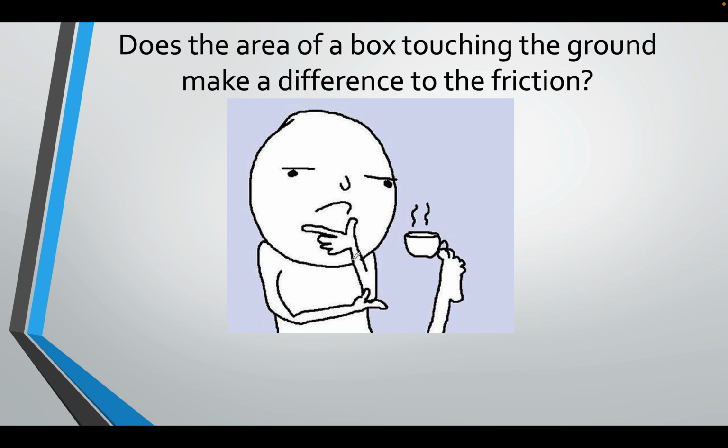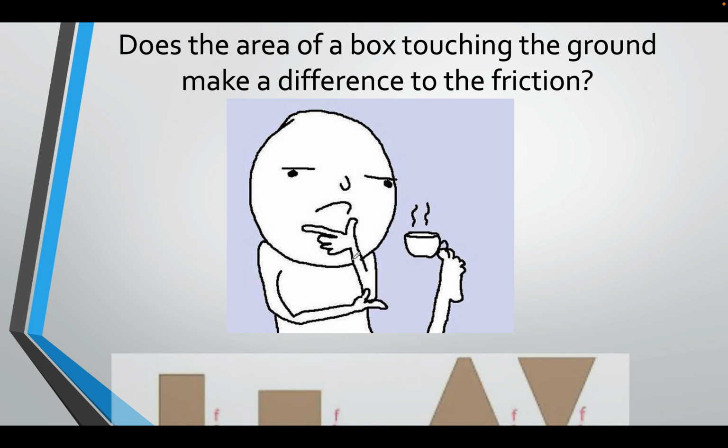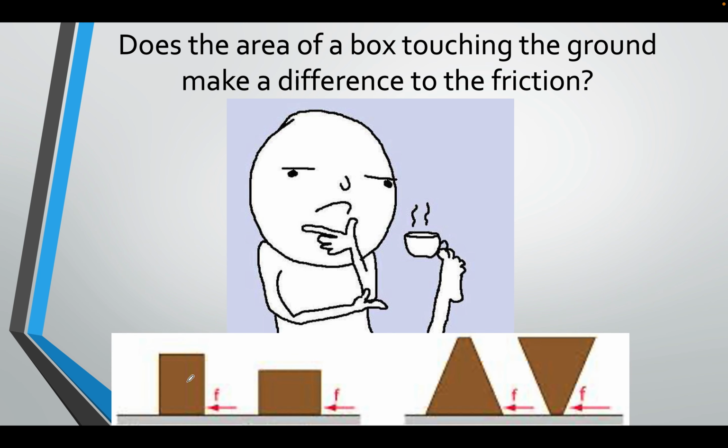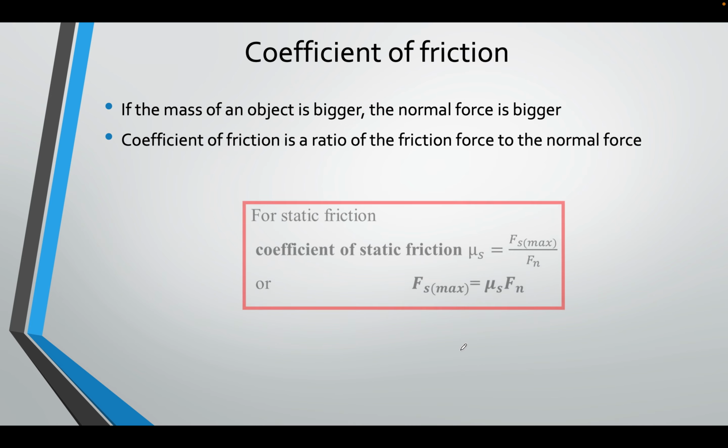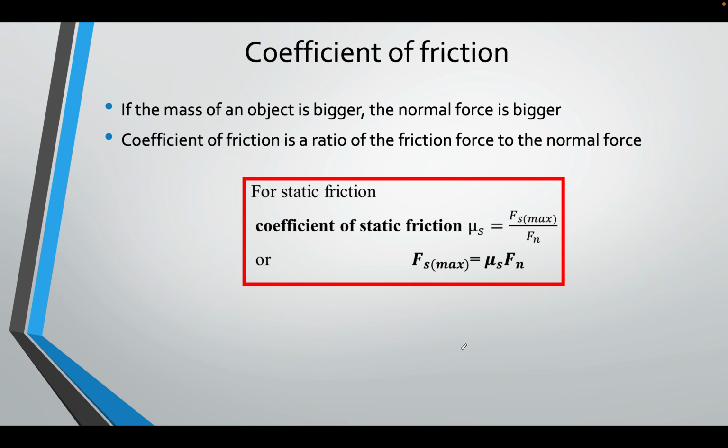So, quick question. Does the area of the box touching the ground make a difference to the friction? If I had different shapes, the same object but switched on its side, same object but upside down, will it make a difference? No, it will not. It only depends on the weight of the box, or whatever this is supposed to be. The weight, which is going to be the same as the normal force in this case. So, if we have a bigger mass, then the normal force will be bigger, which means you'll have a bigger frictional force.